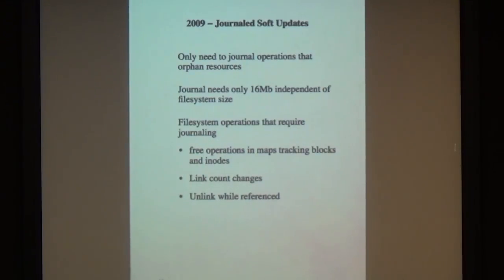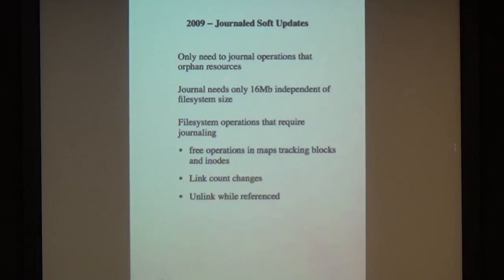At any rate, the idea is we're only going to journal the things that orphan resources. So the journal actually only needs to be about 16 megabytes, and that's independent of the file system size. Really, the size of the journal is about how often you do the journal checkpoints, and when it starts to get too full, you just do a checkpoint. In fact, when we tried to make sure that the code that deals with no space in the journal worked properly, despite our best efforts, we had to cut the journal size down to about half a megabyte before we could finally trigger that code running.